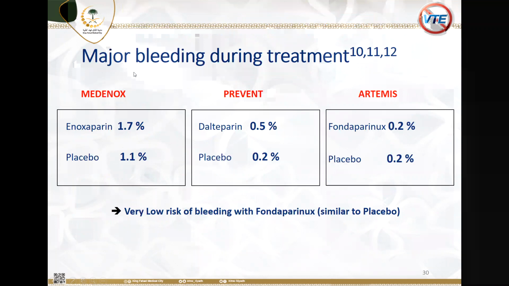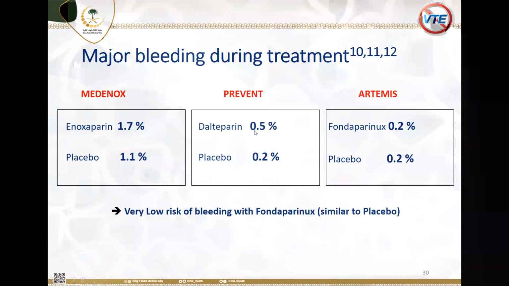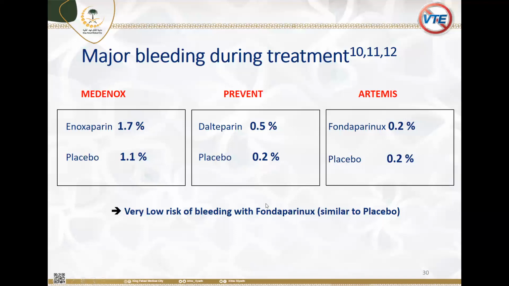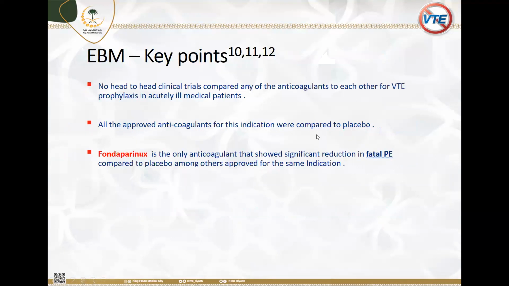And they found major bleeding during treatment for Medenox about enoxaparin 1.7, for dalteparin and Prevent 0.5, this is the name of the trials, and for Artemis 0.2. So even it is similar or less bleeding profile compared to the low molecular heparin, and also very important, it's very similar to placebo. So it is effective and safe drug as well.